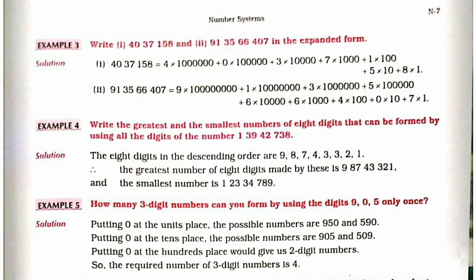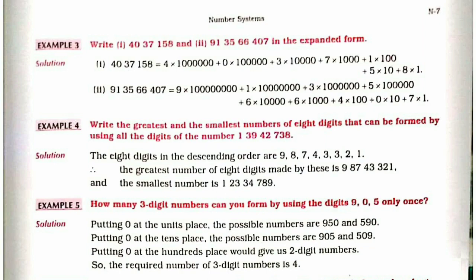See, there are many methods to solve any question. This is one of the methods here. Putting 0 at the unit place, the possible numbers are: we are sticking one digit in a specific place and then interchanging the other digits. So when we stick 0 here in the ones place, one number may be 950, and when we interchange the digits 9 and 5, the other number will be 590.